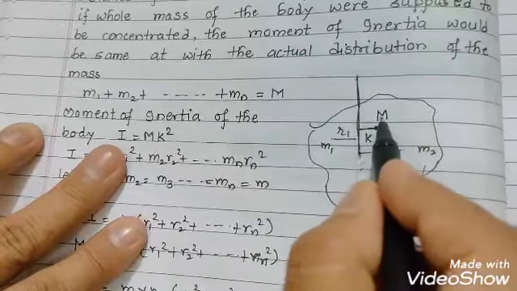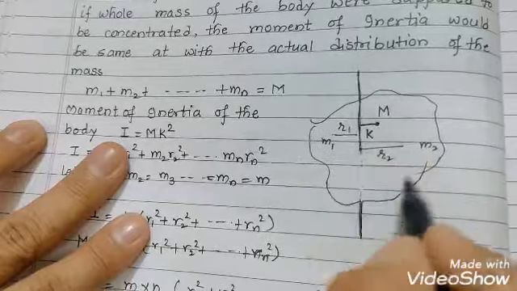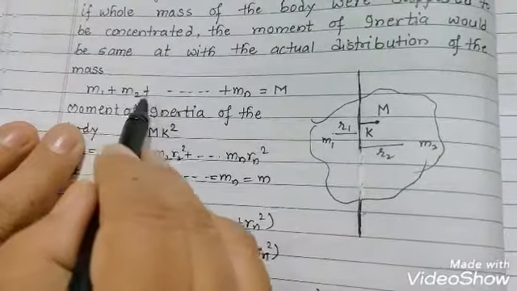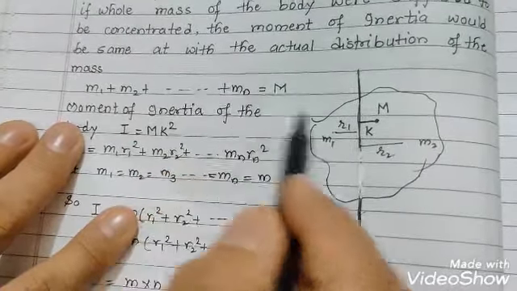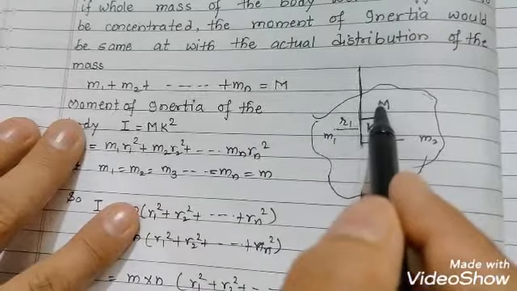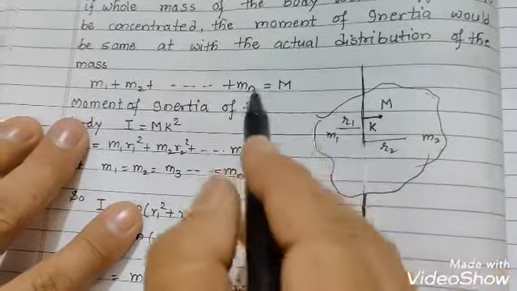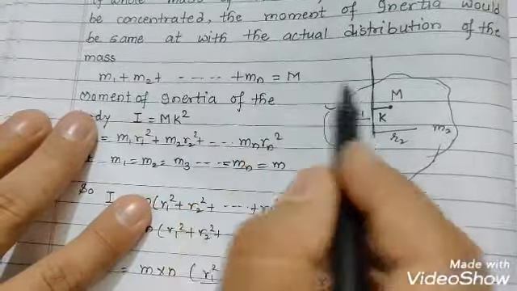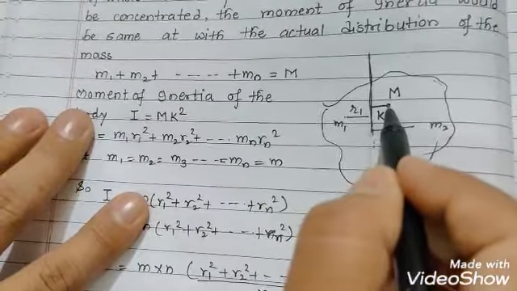So here I have written capital M, which is considered as the whole mass of the body, and that will be equal to m1 plus m2 plus ... plus mn, because this rigid body we are considering here as an n particle system. So the sum of the whole mass is equal to M, and at this point the mass is concentrated over here.